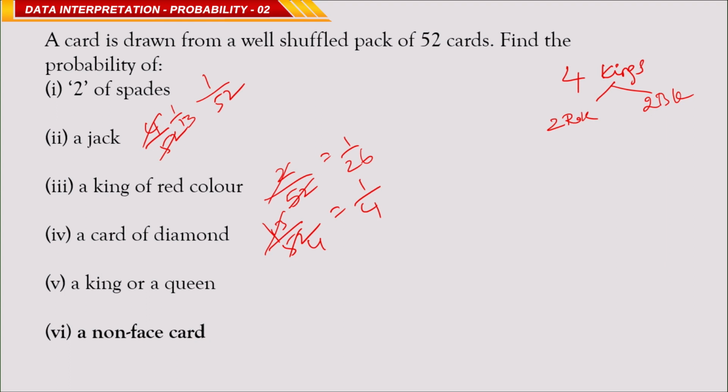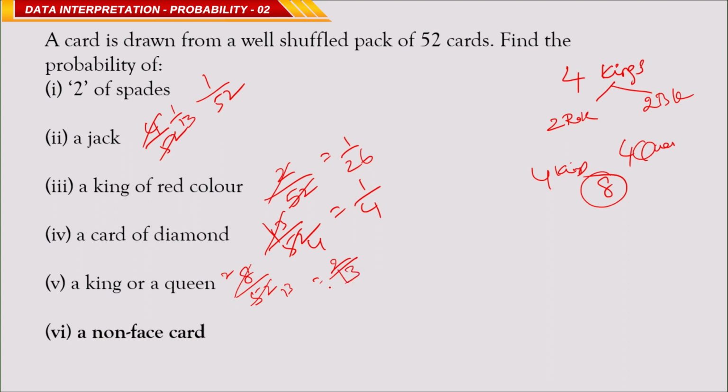Next, king or a queen. What is the probability of getting a king or a queen? How many kings are there? There are 4 kings and 4 queens also. King or queen means here totally we have 8 favorable outcomes. So, the probability of getting a king or queen means favorable outcomes is 8, total is 52. So, 4 2s, 4 13s. Probability of getting a king or queen is 2 by 13.